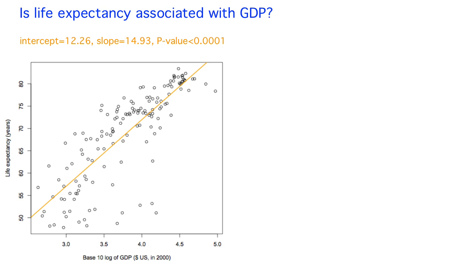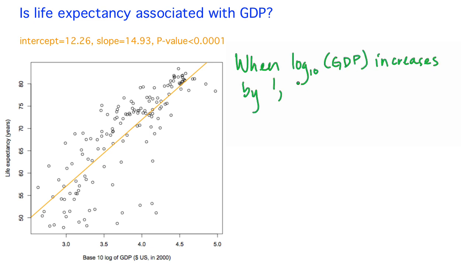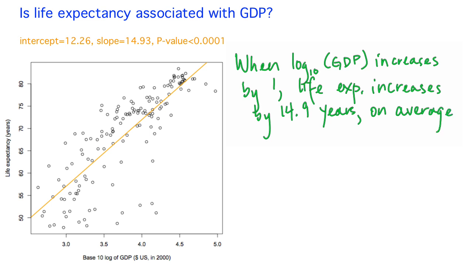Interpreting the slope requires a little more care when we've transformed one or more of our variables. In general, in regression, the slope tells us how y changes on average when x increases by 1 unit. So when the log of GDP increases by 1, life expectancy increases by an average of 14.9 years.